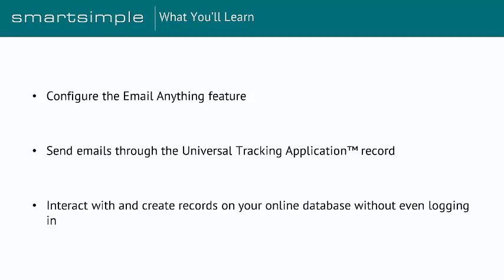During the course of this webinar, we'll be going through how we can configure the email anything feature, and how we can send emails through our UTA, which is our Universal Tracking Application. That can be a submission manager, program manager, budget manager, or event manager. And in the end, we will show you how these records are created and how they interact with the online database, and without even logging into the system, you can actually talk to that particular record.